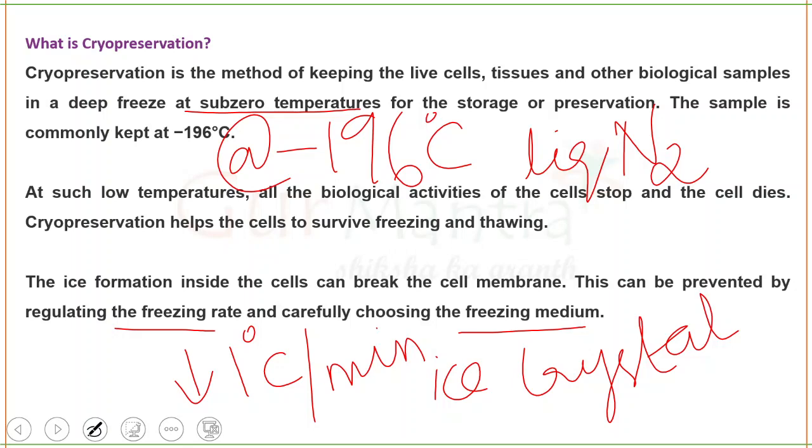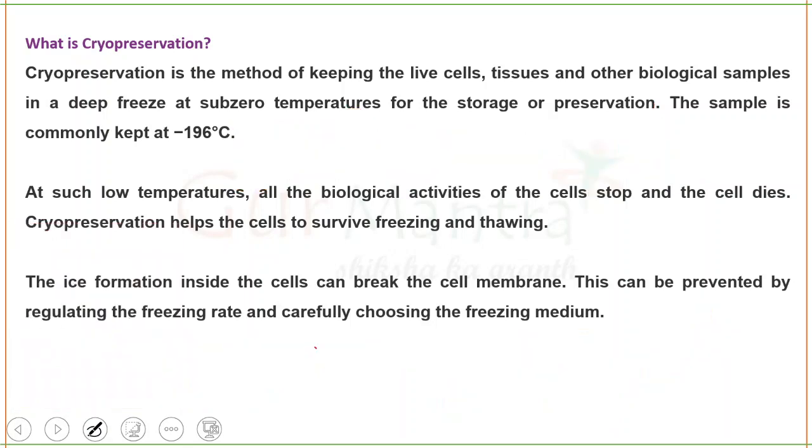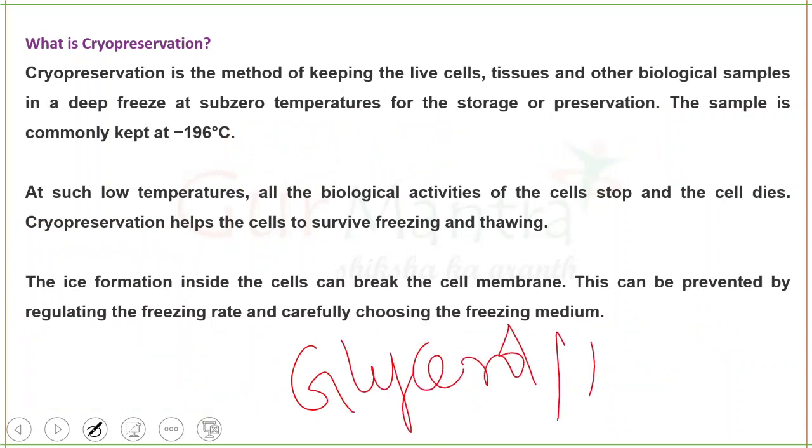Second thing, the freezing medium. What is present in the freezing medium? You have glycerol, or you will have DMSO, dimethyl sulfoxide. You can note down the full form also, dimethyl sulfoxide. Glycerol and DMSO are used in the freezing medium. What this will do is lower the freezing point, such that the cells will not form ice crystals. The cells will not form ice crystals because of this.